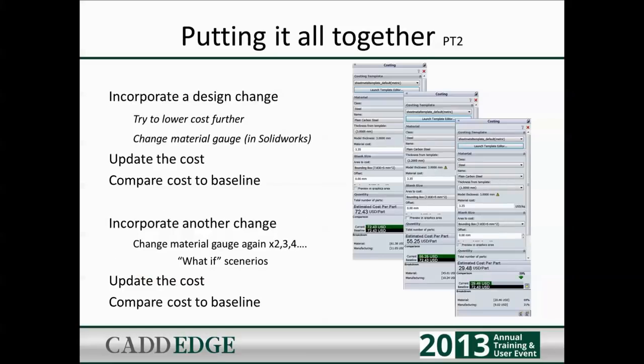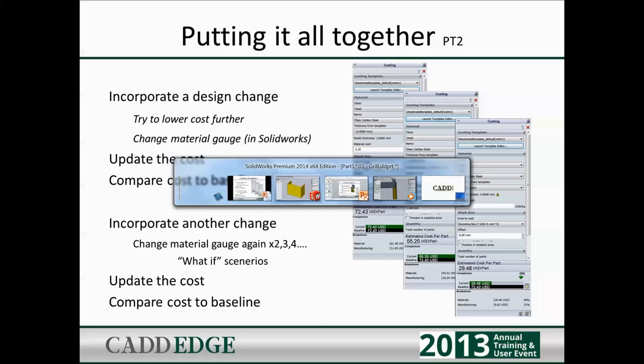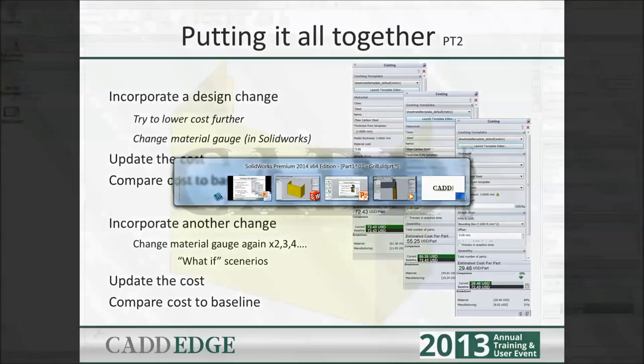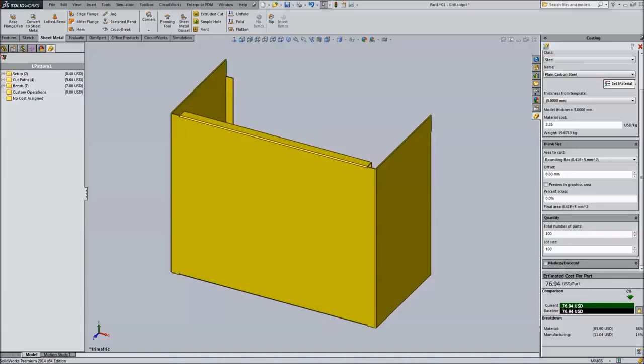So we're going to make the design change now. We're going to try and lower the cost even further from the $76. So we're going to change the material gauge, we're going to update the cost, we're going to compare it, and then we're going to make some other changes as well. All right. So let's go ahead and do that.